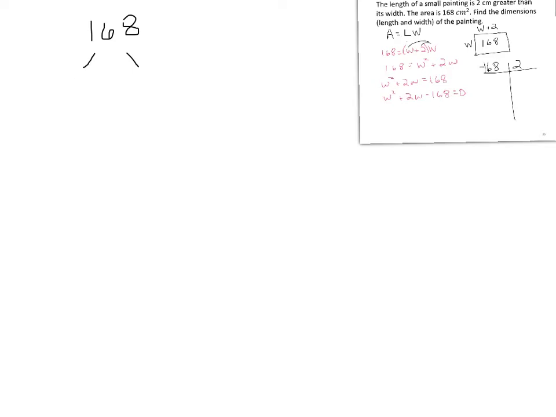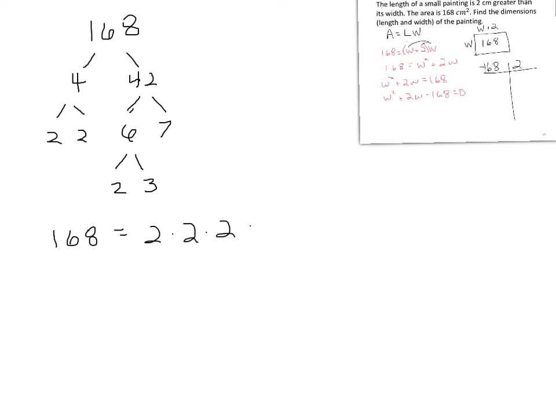Okay, so one of the factors I see is 4. You could use 2, but I'll use 4, and I get 4 times 42 is 168. 42 is 6 times 7, and 4 is 2 times 2, and 6 is 2 times 3. So 168 is 2 times 2 times 2 times 3 times 7.